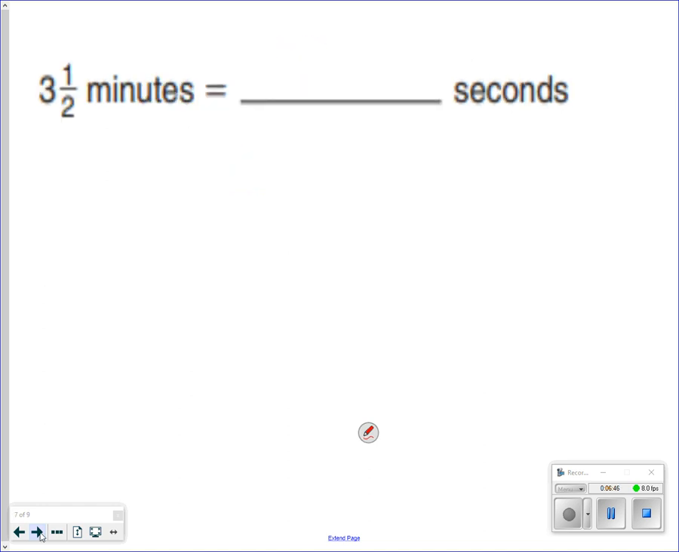Let's keep cruising here. 3.5 minutes is how many seconds? Well, this is what I'm going to do. I'm going to change 3.5 to be 3.5, and we got to change that into seconds, not minutes. We're going to take that 3.5 and multiply it by 60, because 60 seconds are in a minute.